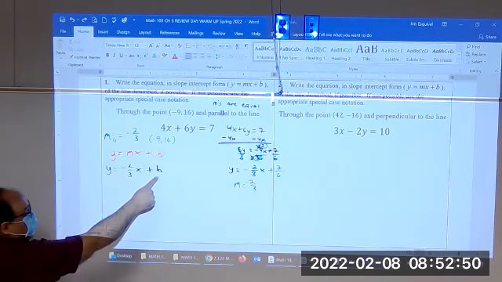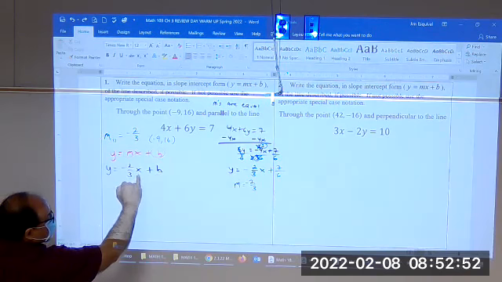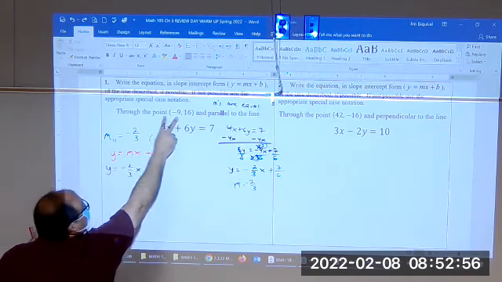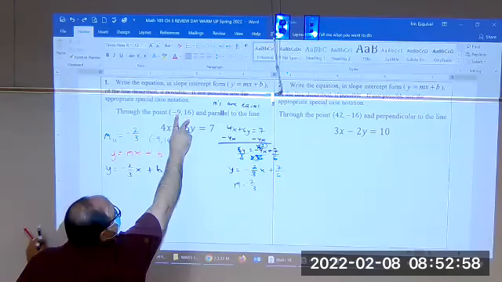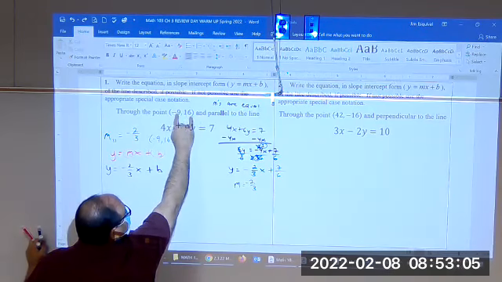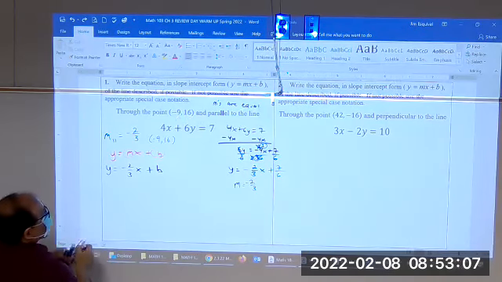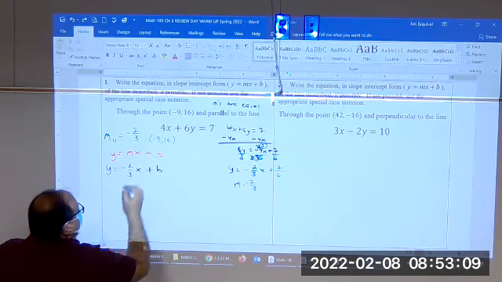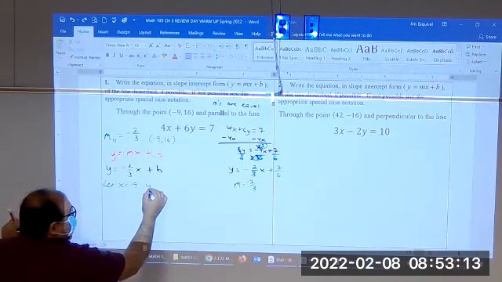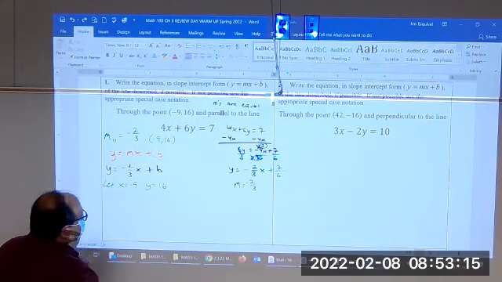To figure out this b, we need to plug something in for the x and the y. That's where, hey, they gave me this for a reason. This is an x and a y, ordered pair. So now we plug this in for x and y. We're going to let the x equal -9 and the y equal 16.